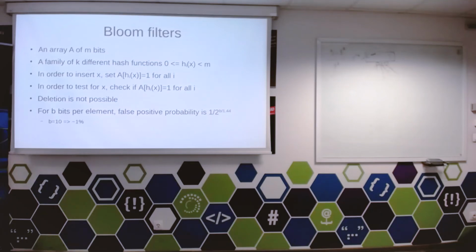B is the number of hash functions, or what? K is the number of hash functions. Well, what is B exactly? B is the number of bits per element. So for B bits per element, the false positive probability is something like 1 divided by 2 to the power B, divided by, I think it was log base 2 of e or something like that.